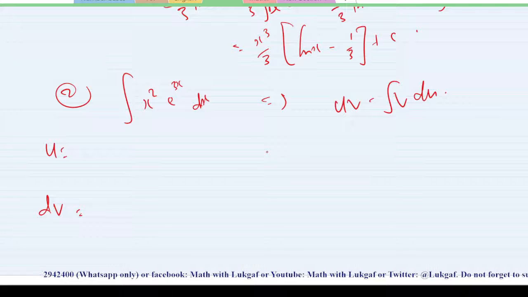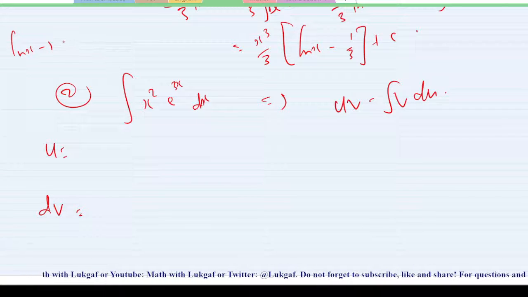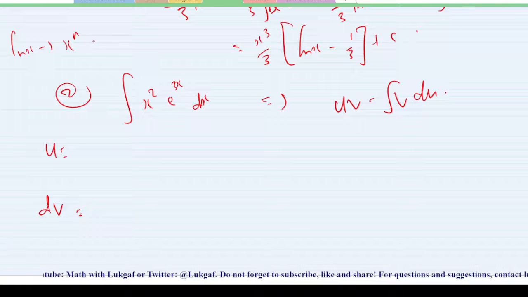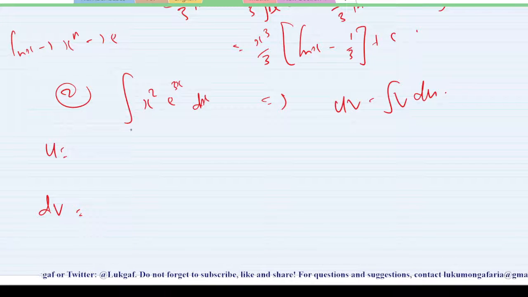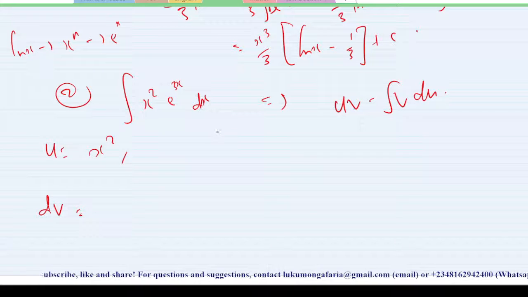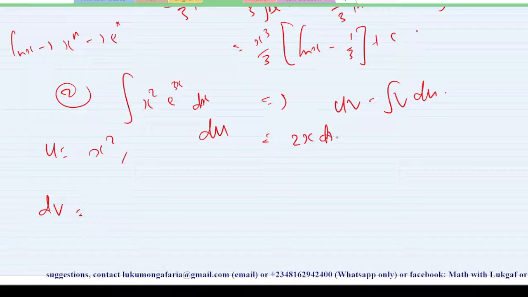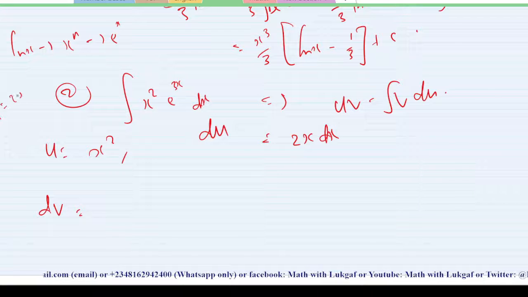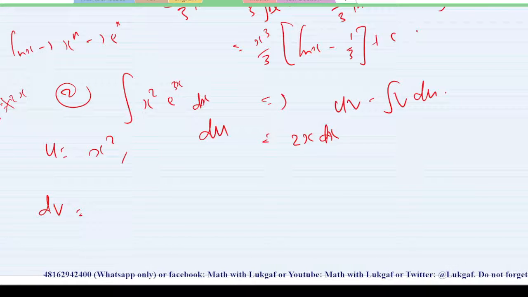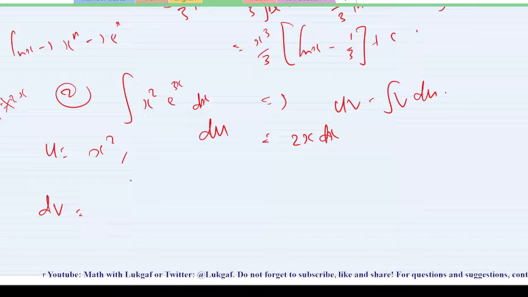And don't forget your priority order for taking u: you check whether you have ln x. If ln x is not there, you check x raised to some power before e raised to some power. It means here my u will be x squared, right? Then you find your du. Your du will give me 2x dx. What I did here is du/dx gives me 2x, then I cross multiply to give me 2x dx. So automatically your dv will be e raised to the power 3x.